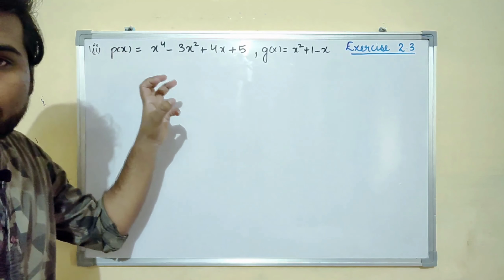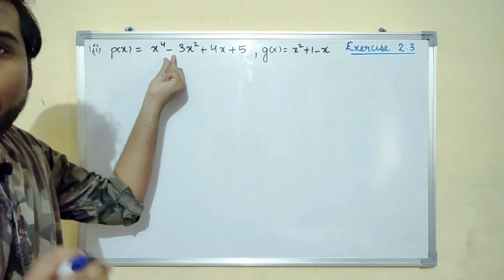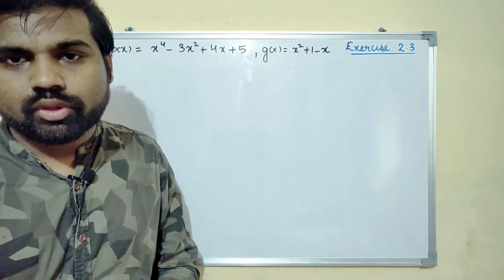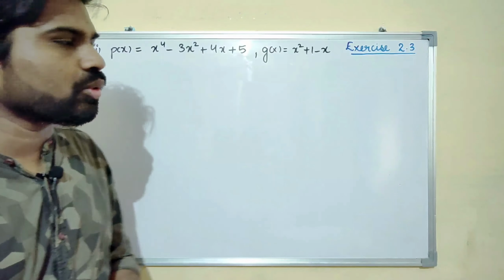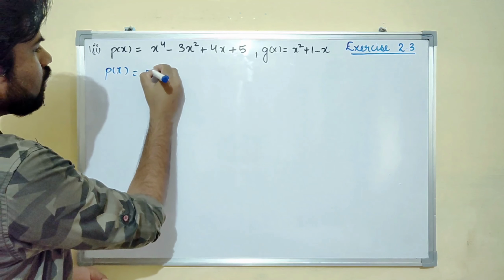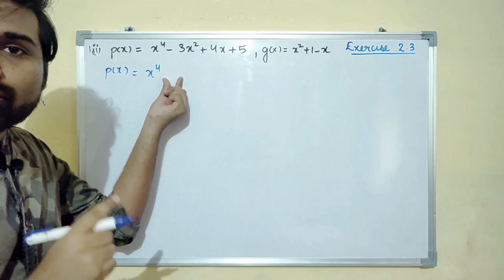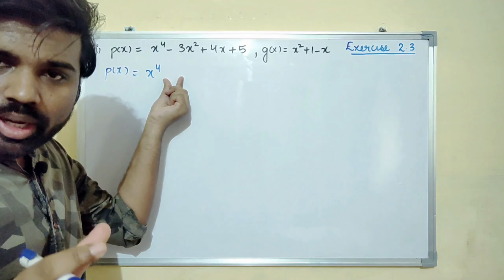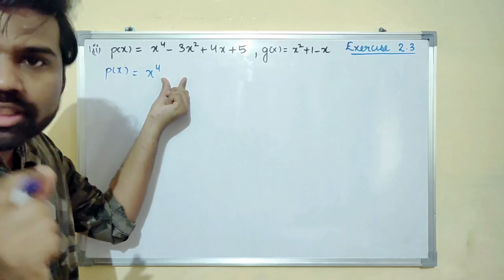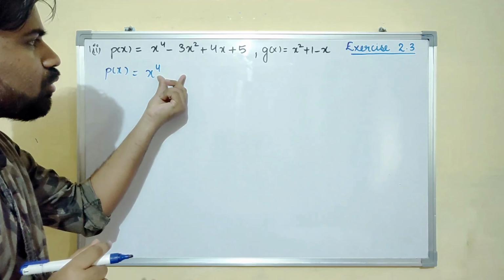Whenever you get a polynomial in which some powers of x are missing, then you leave a space for them. Let me just show you. You will rewrite this p(x) as x to the power 4. Then your next term would be x cube, right? But they have not given you the x cube term, so you will leave a space for it.